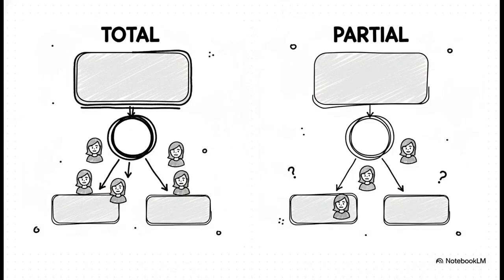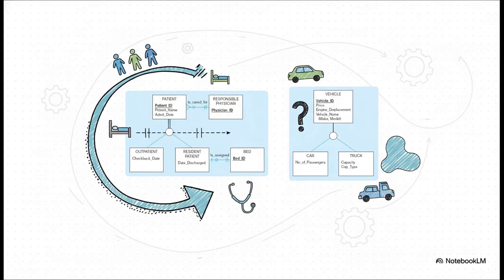All right, on to critical question number 2. This one is about participation. Is it total or is it partial? This rule is all about that line between the parent and the circle. A double line means total specialization. That's a mandatory rule. Every single instance of the parent must be categorized into at least one of the child types. No exceptions. A single line means partial specialization. That's optional. An instance can just hang out as a generic parent without belonging to any specific child type at all.